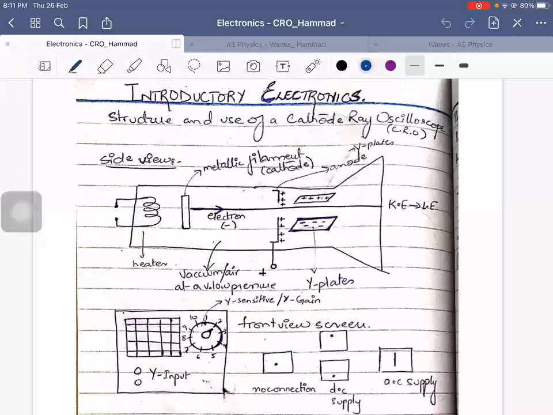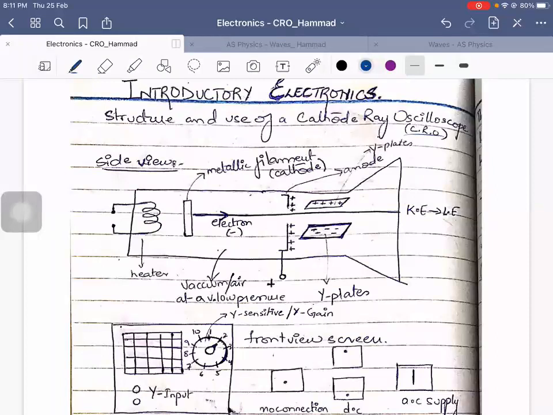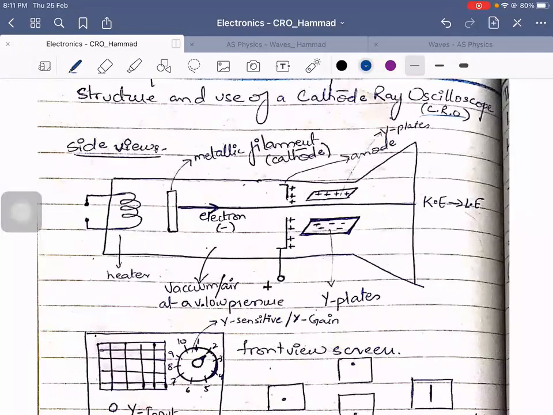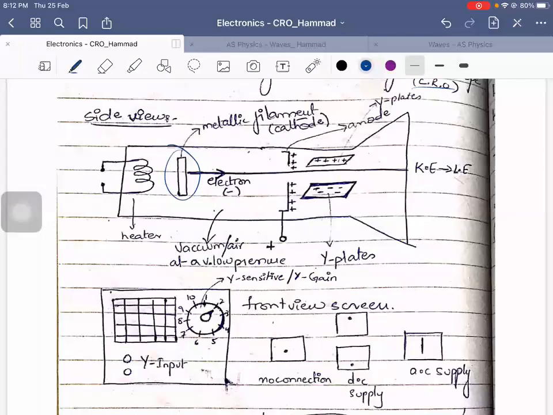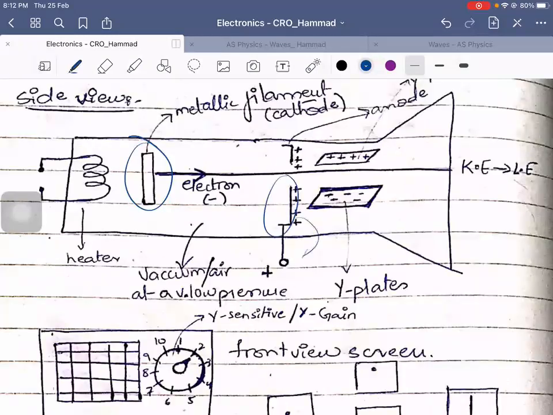CRO full form being cathode ray oscilloscope. It's a confined tube which has a heater at one end and a screen at the other end. In between, there is a metallic filament. The metallic filament is considered the cathode simply because it is connected to the negative terminal, right? Whereas there are some anode plates and they are made anode by connecting them to the positive terminal of the battery.